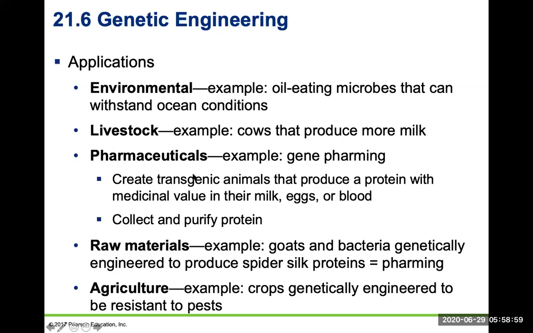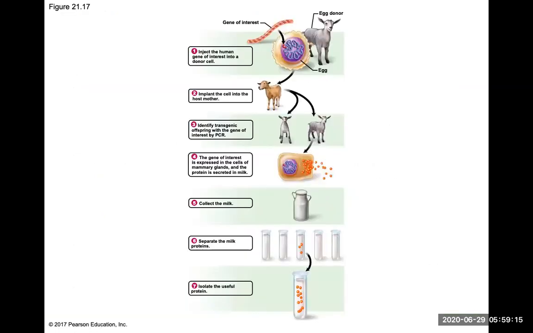Pharmaceuticals are gene farming, creating animals that produce a protein with medicinal value. And then raw materials, goats and bacteria, can be genetically engineered to produce spider silk proteins. And we call that farming with a P. So just examples of looking at how they might inject the human gene of interest into a donor cell, implanting the cell into a mother, identify transgenic offspring, and then collecting milk, separating the milk from proteins, and then isolating a useful protein.